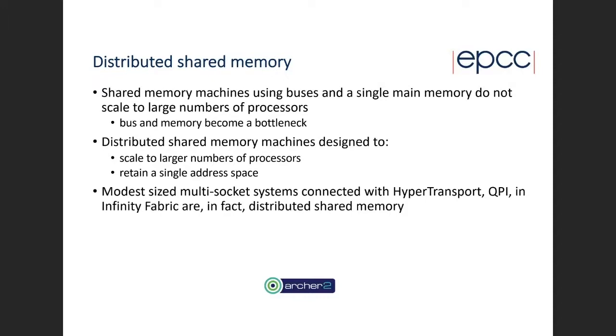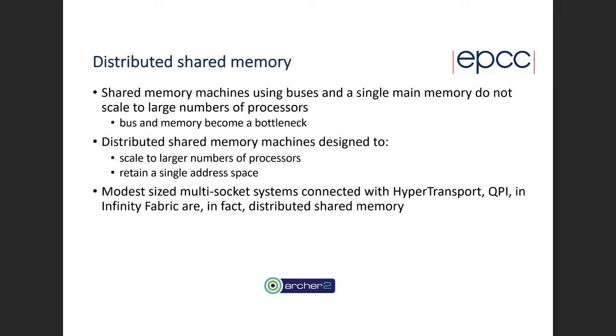Okay, so this also now brings us on to distributed shared memory. Because you can't go expanding and putting many, many processes attached to the same memory indefinitely. So basically what we have is this notion of distributed shared memory machines, which are designed to scale to larger numbers of processes, but also retain this shared memory programming model in a single address space.